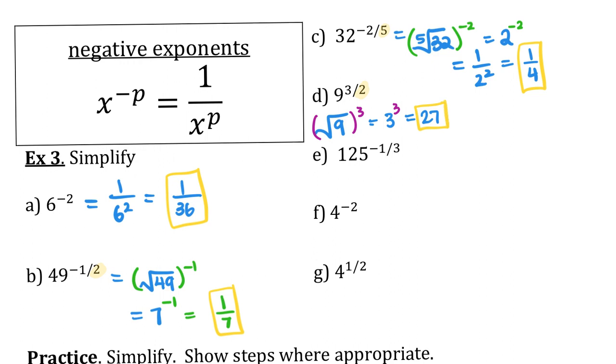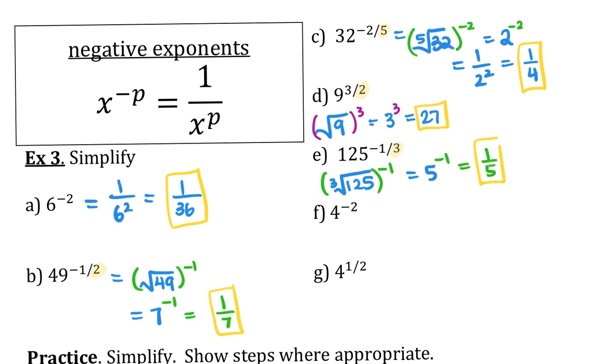Okay, let's look at E. 125 raised to the negative 1/3. There's a fraction. Take care of the root first. So that's the third root of 125 raised to the negative 1. What's the third root of 125? 5. Negative 1. Negative exponent means fraction. 1/5.